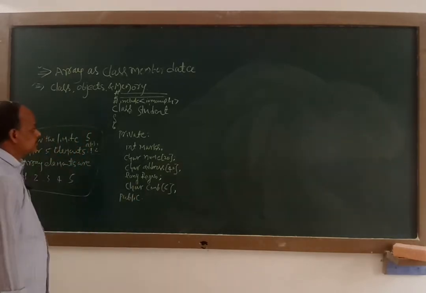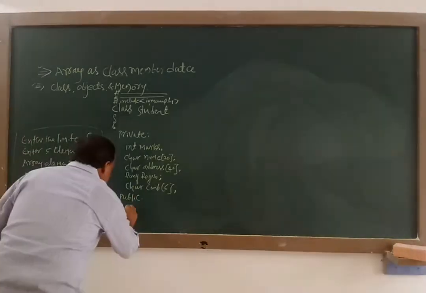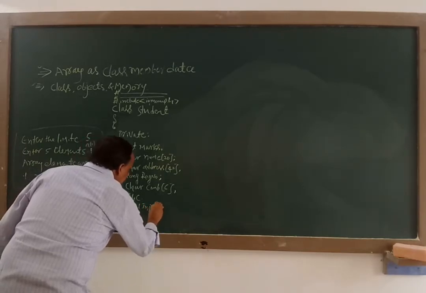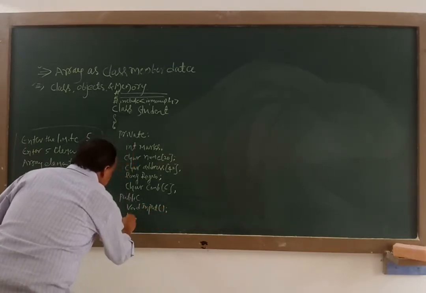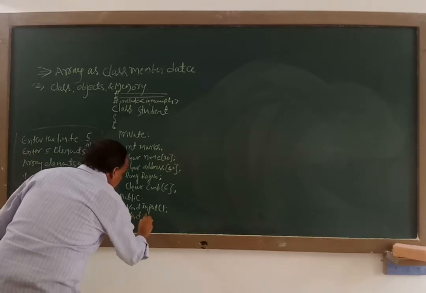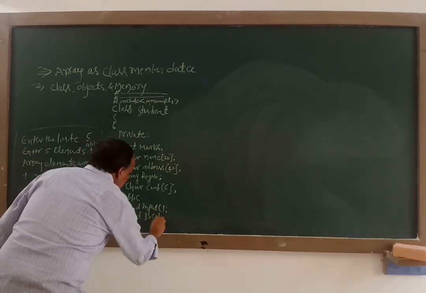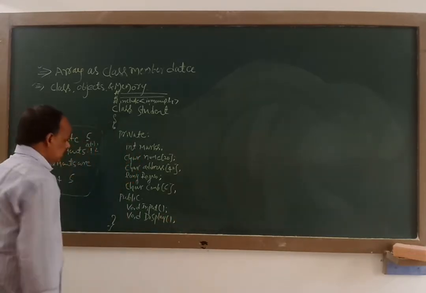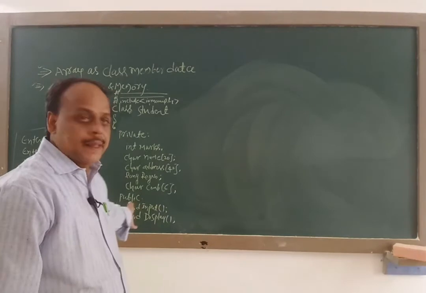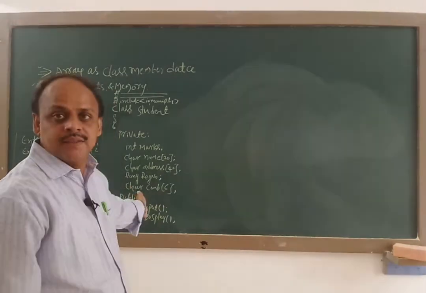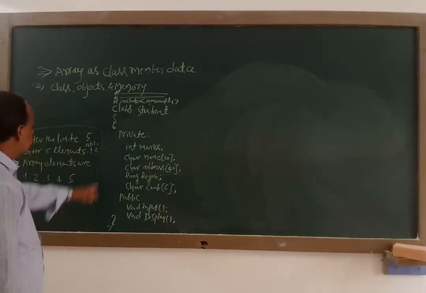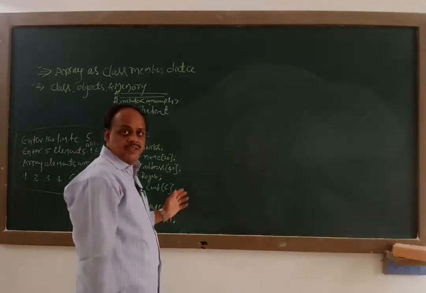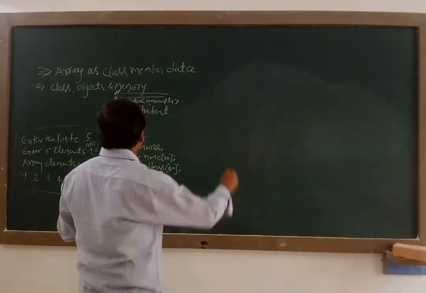Now consider public. Consider the member functions: void input function, void display function. Okay, just consider the member functions in public. Now close the class with a semicolon, and the next step is to write the code for the main function.